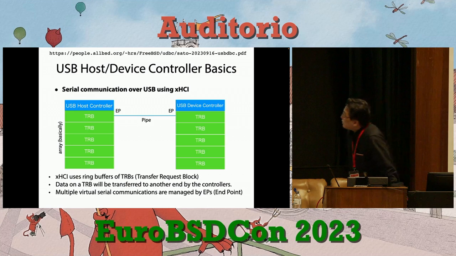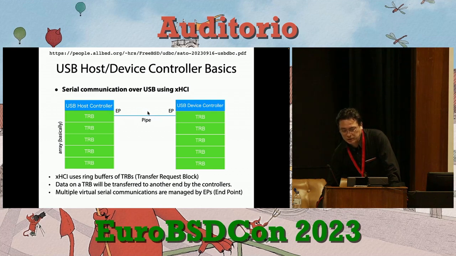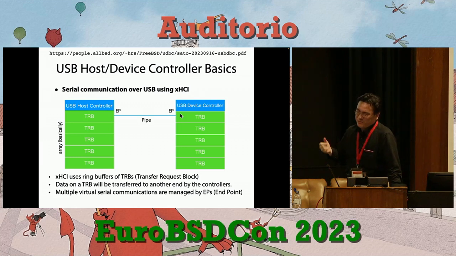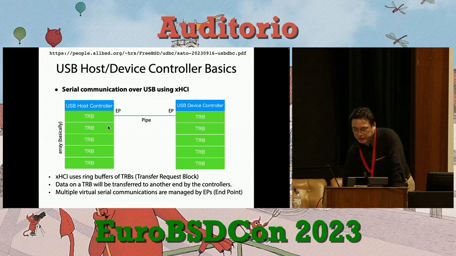In the USB case, it is difficult to see, but this is machine A, the USB host controller, and this is machine B, the USB device controller. These two are connected using the USB cable, and a logical connection is established between the host controller and the device controller, in the same way as the legacy serial ports. But the transferring of the data is not bit by bit. It is by a transfer unit, called a transfer request block.